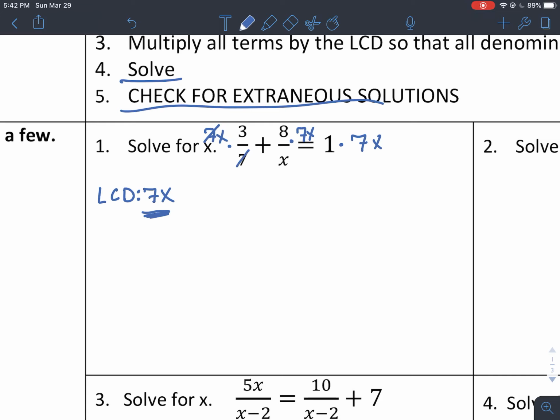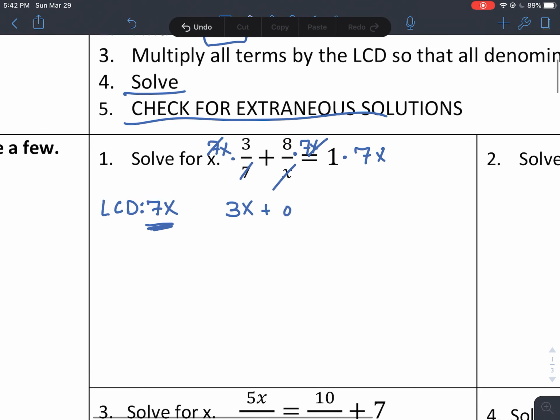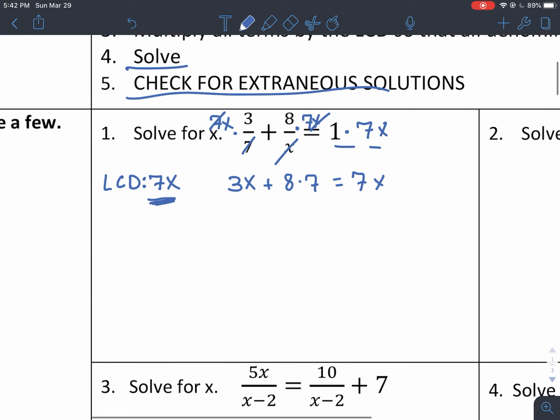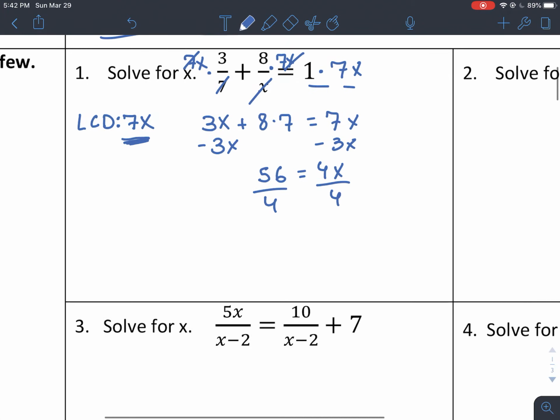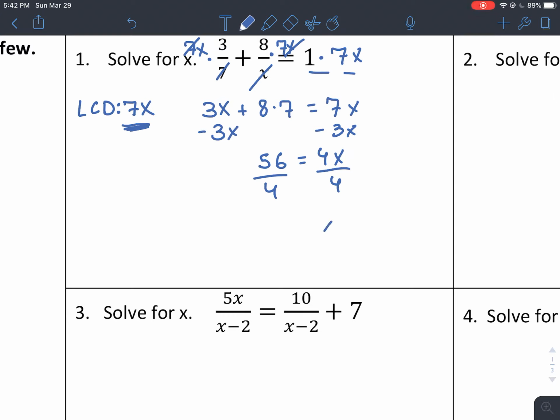So if we watch this, 7 would cancel with the 7 in the bottom, so we'd be left with 3x. X would cancel with x in the bottom there, so then we would be left with plus 8 times 7. And then at the end, 1 times 7x is just 7x. So then we're just going to solve from here, right? We can solve this equation. It's just 3 terms, two like terms, and we'll just solve for x. So subtract 3x to the other side. 8 times 7 gives us 56, which is equal to 4x. And then divide by 4 from both sides, and that's going to give us 14. X is equal to 14.